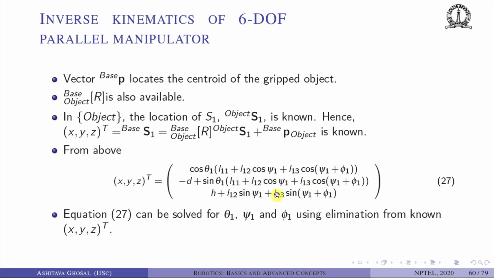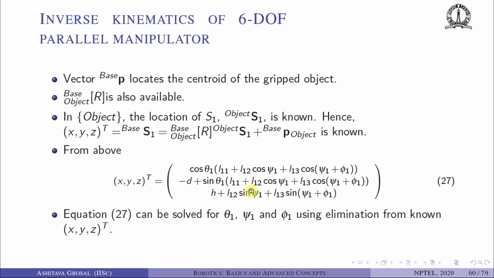L12, L13, and the angles cos psi 1 for the x coordinate and cos psi 1 plus phi 1. The y coordinate is related to the sine of these angles, sine theta 1, and then cos psi 1 and cos psi 1 plus phi 1. And the z coordinate is related to sine psi 1 and sine psi 1 plus phi 1. Then d and h: d is the distance between the index finger and the middle finger, and h is the distance along the vertical.